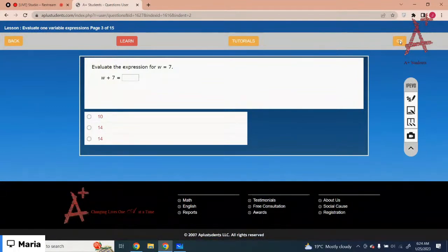Okay, evaluate the expression for w equals 7. So replace the w with the value. So it would be 7 plus 7, and 7 plus 7 makes, yes, very good, 14. So the correct option is 14.